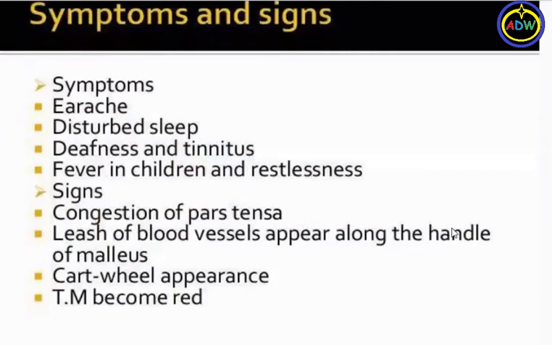These are the symptoms and signs of acute otitis media. Earache, yes, we told. Disturbed sleep, deafness and tinnitus, fever in children and restlessness. Signs: congestion of pars tensa, flush of blood vessels appears along the handle of malleus, cartwheel appearance, and the tympanic membrane becomes red.